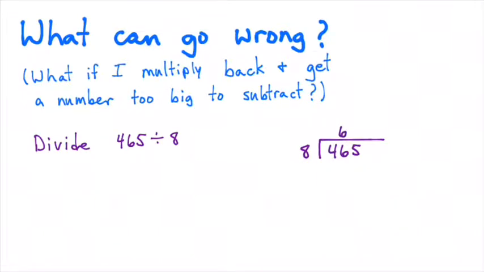And let's say that just for a second you forget your times tables and you think maybe 8 will go into 46 6 times. So when you multiply back, 6 times 8 is 48. And you're not going to be able to subtract. So of course the 48 is too big, and that means that 6 was too big of a guess. What we need to do is erase that and try again.